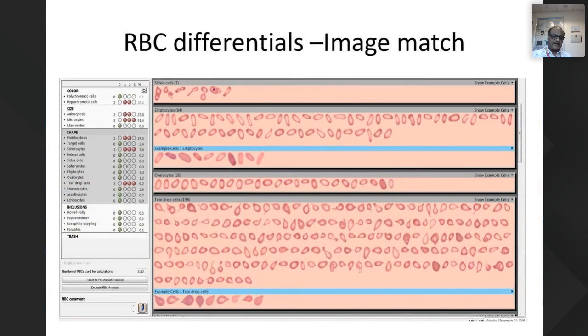Now, image matchmaking. Suppose the technical staff has a difficulty, or as a pathologist, we want to verify whether the cell I have classified is right or not.